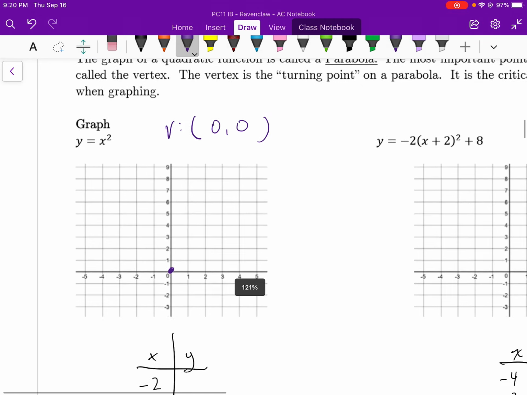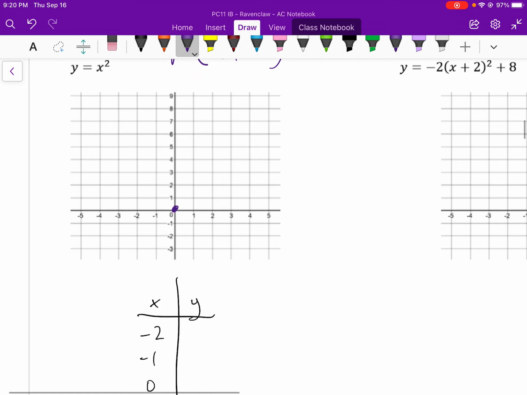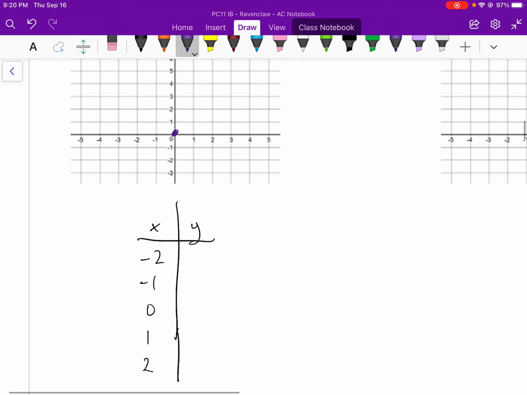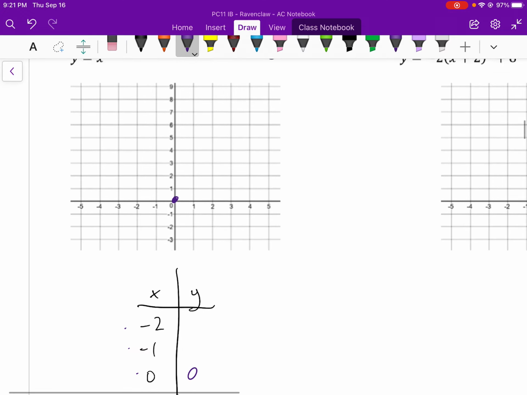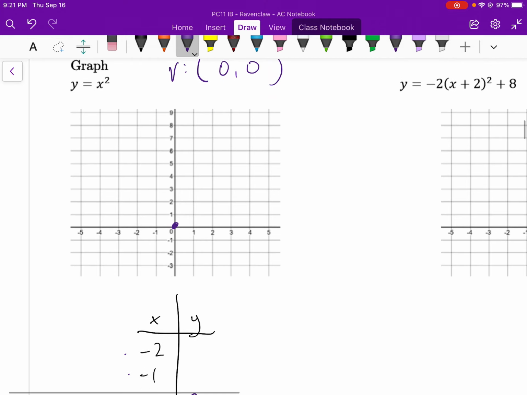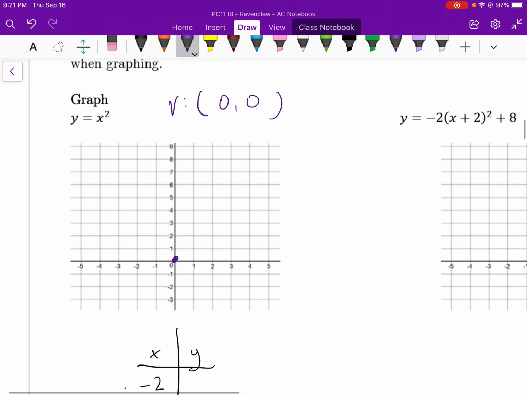Well, for y is equal to x squared, I would encourage you to use these x values. If you notice, (0, 0) will be here. I've chosen 2 x values to the left of my vertex, 2 x values to the right. That should give us a nice shape of what's going on. So please press pause and you can figure out this table of values.